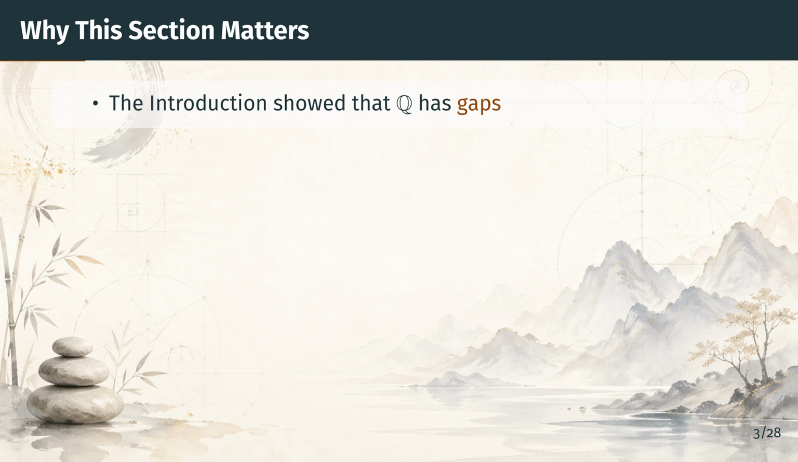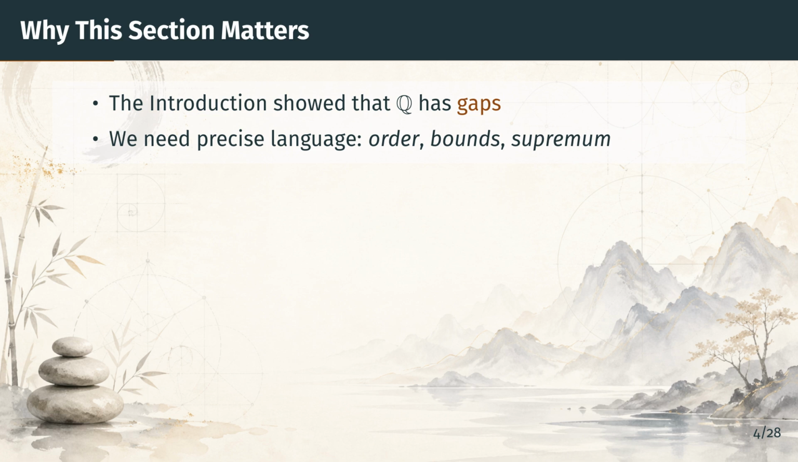In the previous section, we showed that there is no rational number whose square is 2. This revealed a fundamental gap in the rational number system. Now we need the language to describe this gap precisely. To describe these gaps, we need to formalize the notions of order, upper and lower bounds, and the supremum. These are the core concepts of this section.